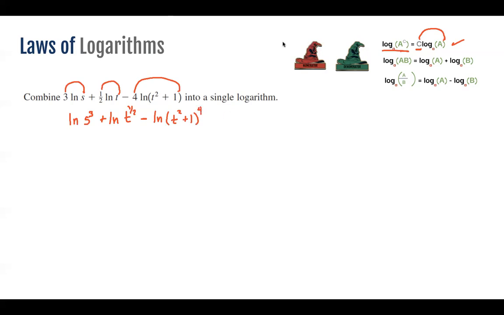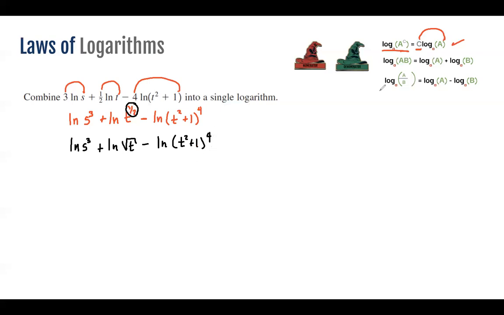Then what I would recommend is that you avoid having this kind of exponents, because that can be written as a square root. So this will become the natural logarithm of s raised to the power of 3 plus the natural logarithm of the square root of t, if you feel comfortable having it like that already, or you can do it later on in the process, and this is the natural logarithm of t squared plus 1 raised to the power of 4.